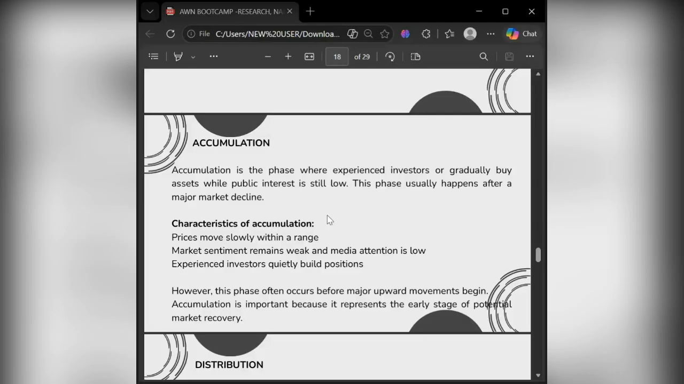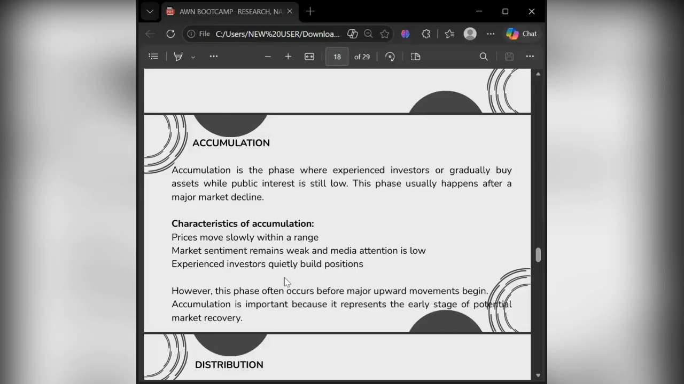And during the period of accumulation, price moves slowly within a range. It just accumulates momentum, put it that way. Market sentiment remains weak and media attention is low, nobody is really talking about it, but very soon it will boom. Experienced investors quietly build positions, position their portfolios and all that. So this phase often occurs before major upward movement, like before a bullish market. Accumulation is important because it represents the early stage of potential market recovery.